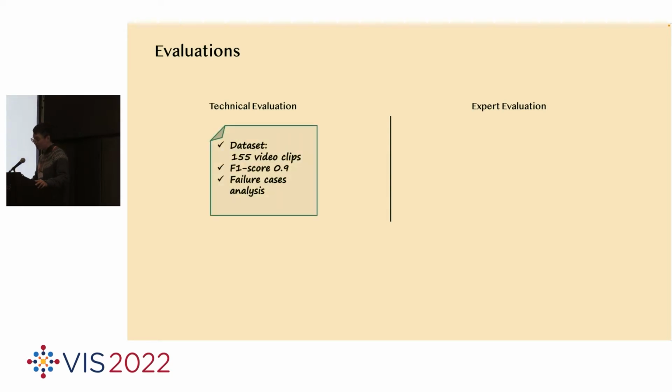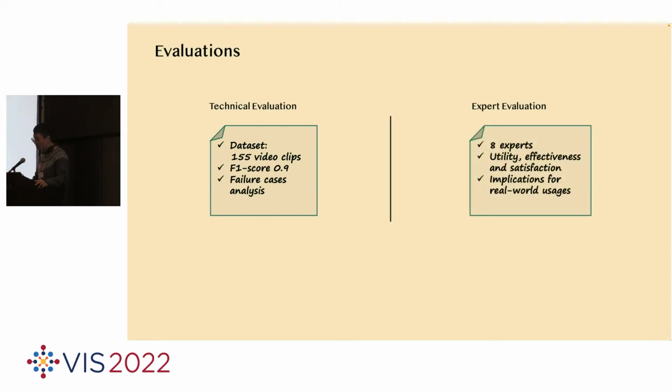In the technical evaluation, we manually annotate the visualizable entities in the commentaries of 155 video clips and use the annotated dataset to evaluate the accuracy of the entity detector. We achieve a good performance of an F1 score of 0.9 and also discuss the failure cases which can be improved in the future. And in the expert evaluation, we invite 8 experts and ask them to finish several creation tasks using Sport Teacher, and their feedback confirmed the utility, effectiveness, and high certification of our language-driven creation method. Please check our paper for the details of the evaluation and findings.